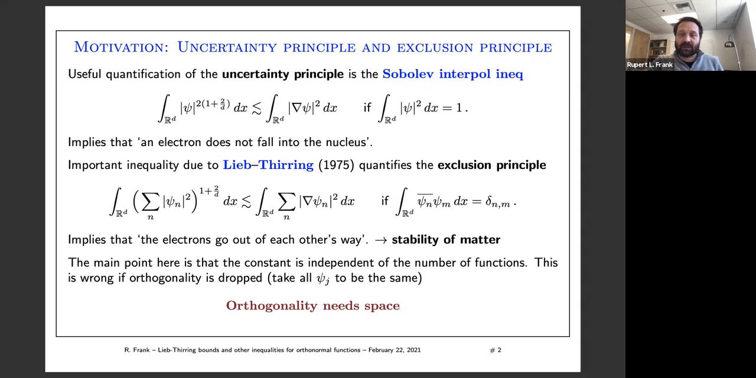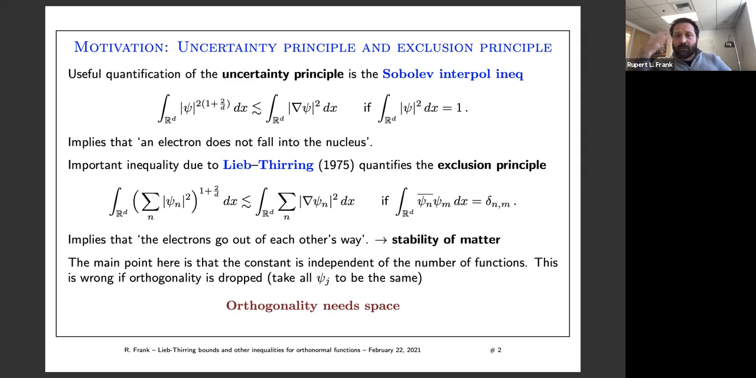That's this uncertainty principle. Now another principle comes when you go to more than one particle. And this is the so-called Pauli exclusion principle. And again, physicists would say that functions cannot occupy the same state, whatever that precisely means. So a specific mathematical quantification of this statement is the following inequality.